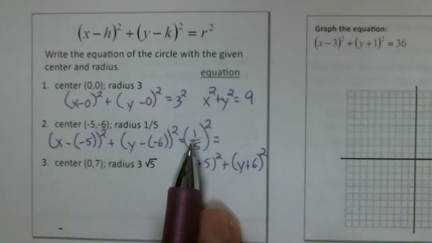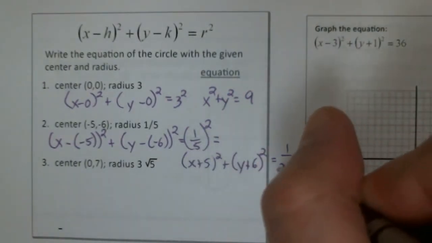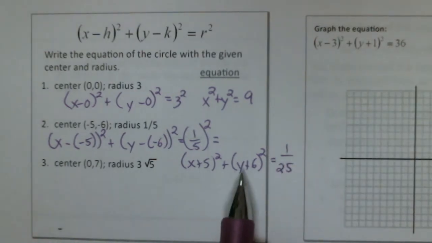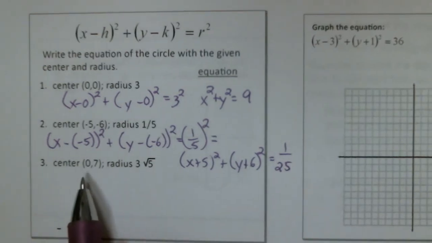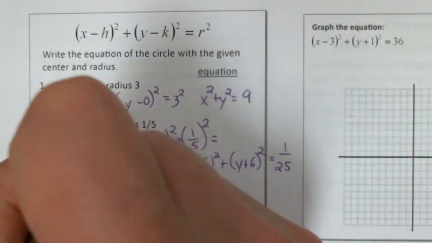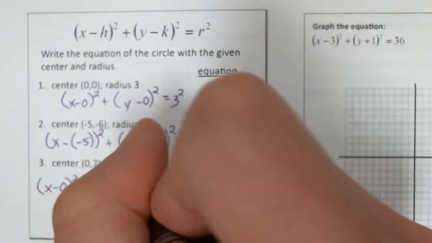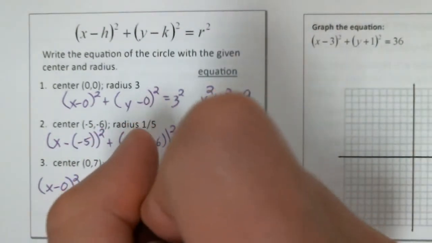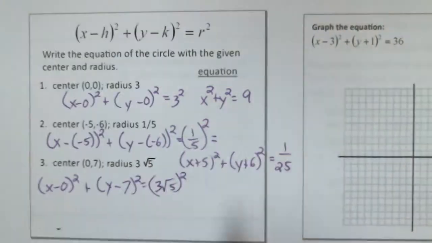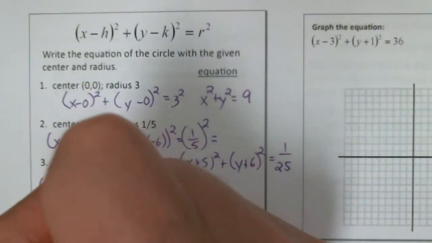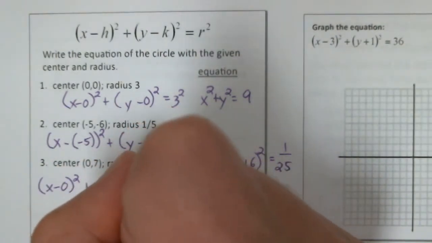And when I square 1/5, square the 1 on the top, that's just a 1. Square the 5 on the bottom, and that's just a 25. So x plus 5 squared plus y plus 6 squared equals 1 over 25. Alright, last one here. They give me a center of 0. So that's like x minus 0 squared plus y, flip the sign, y minus 7 squared equals 3 root 5, and then we're going to square that. X minus 0 squared is just x squared plus, keep this the same, y minus 7 squared.